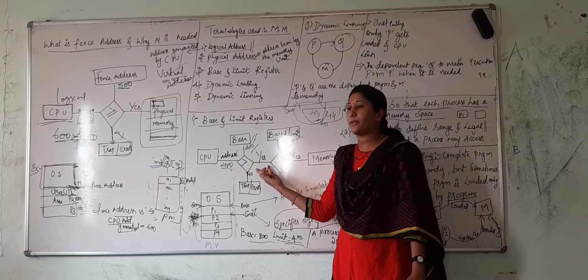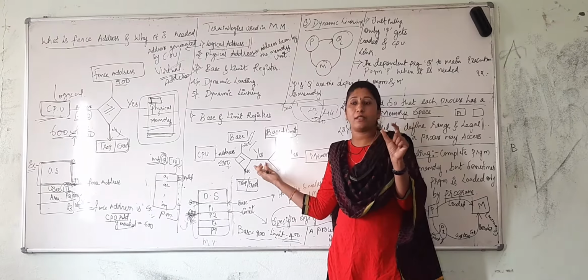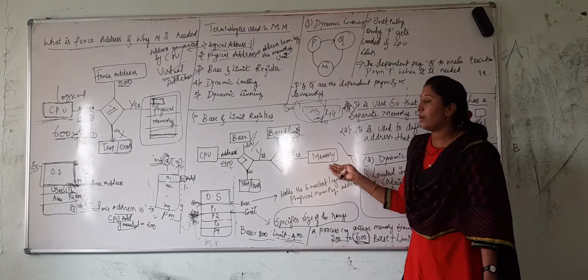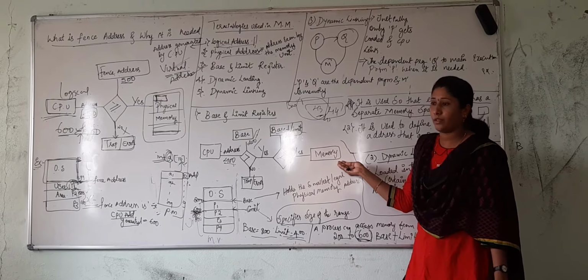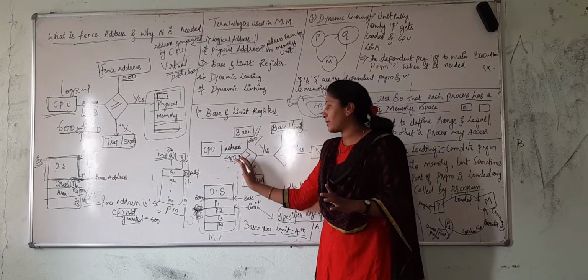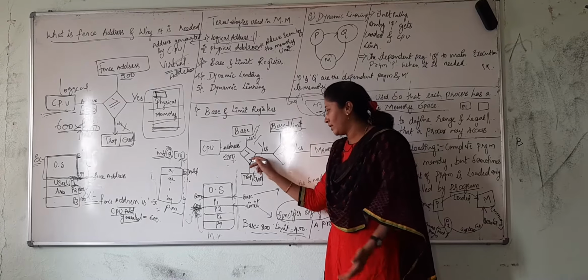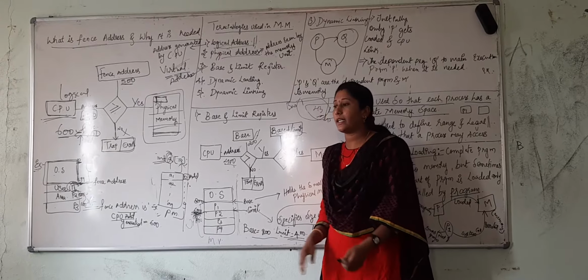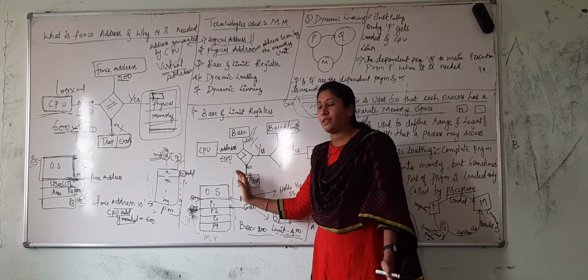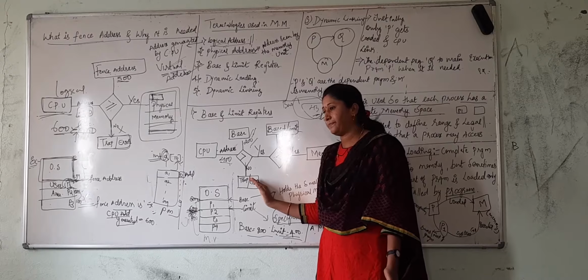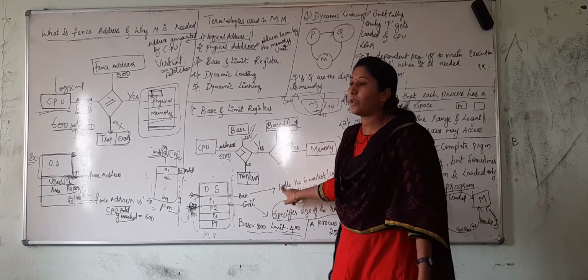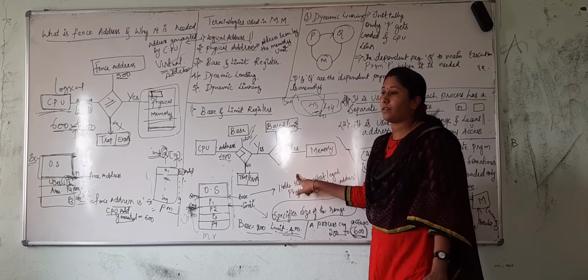When both conditions become true, only then does that particular process get executed or stored into your memory. Or else, if one becomes false, what happens? It simply throws an error indicating that the process is being trapped. Trapped or error. Fine. So this is what the base and limit register is all about.